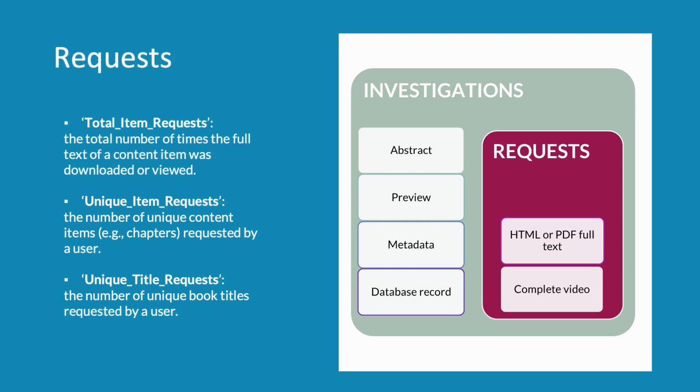Turning our attention to requests, total item requests indicates the total number of times the full text of a content item was downloaded or viewed. Unique item requests shows the number of unique content items, such as chapters, requested by a user. And unique title requests indicates the number of unique book titles requested by a user.